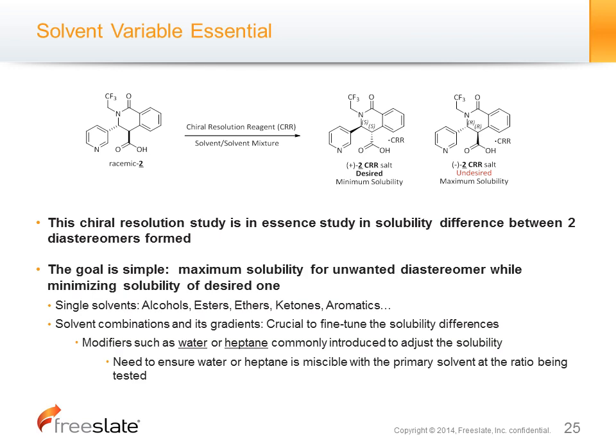So the goal is very simple. When you distill it down, it's maximum solubility for the unwanted diastereomer while minimizing the solubility of the desired one, in this case the +2 salt. So in terms of variables, you obviously have the counterion you have to think about. But in terms of solvent, what kind of solvent is out there? You have single solvents, like alcohols, esters, ethers, ketones, aromatics. But there's just that many you can sort of tinker with.